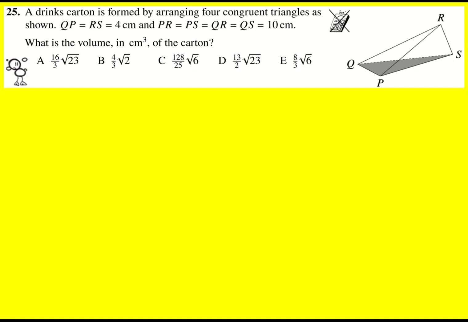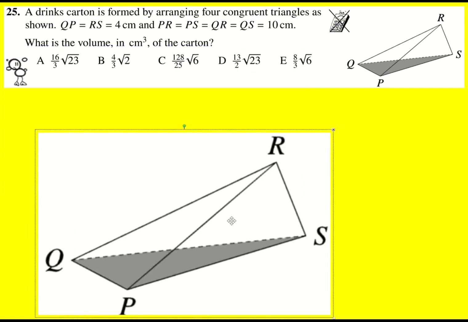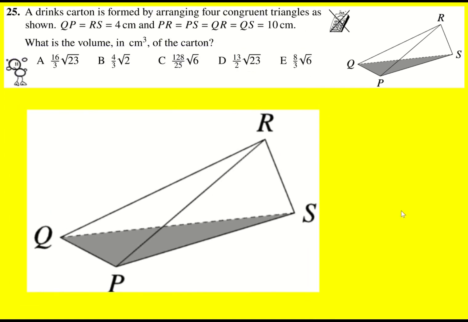Right, this question. Okay, we've got a drinks carton formed by arranging four congruent triangles, as shown. And then we've got some lengths. So I'm going to draw a bigger diagram and add some of these lengths on. So RS is 4, QP is 4, and then all the rest are 10.